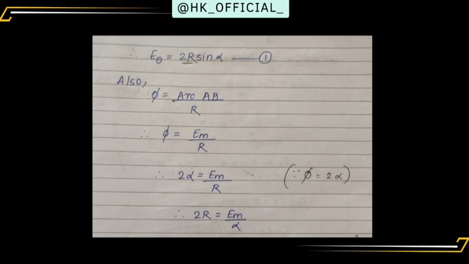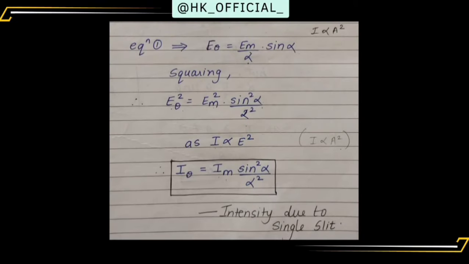Then I will put in what arc AB is, it is EM, and r, that is the radius. Then phi is nothing but 2 alpha. Just rearrange, you will get the value of 2r. Just substitute in equation number 1. You will get E theta is equal to EM upon alpha into sine alpha, and after squaring you will get E theta square is equal to EM square sine square alpha upon alpha square.